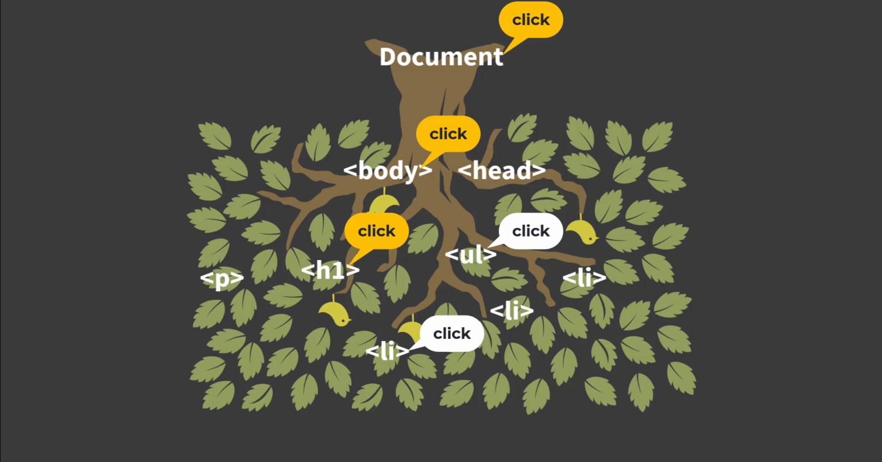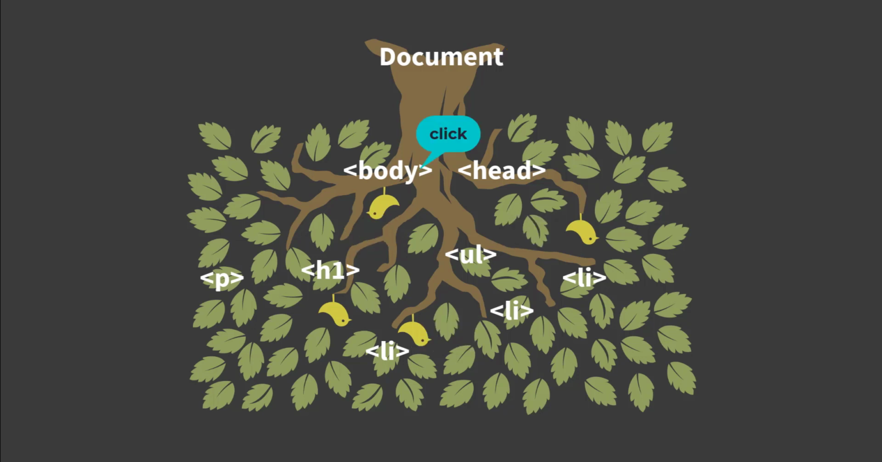What bubbling allows us to do is listen for events on ancestor elements. For example, if we set a click handler on the body, our callback will trigger whenever any of its children are clicked. So if any of the list items, the paragraph or headline elements are clicked, the callback will trigger in this example.